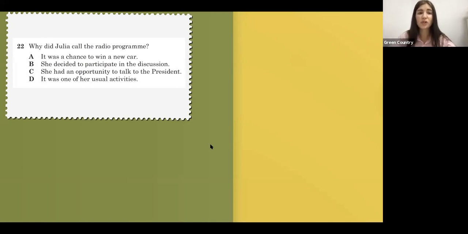Option A, it was a chance to win a new car. We can underline chance, win, car. B, decided to participate in the discussion. Decided, participate, discussion, or just participate, discussion. C, she had an opportunity to talk to the president. Opportunity, talk, president, also fine. D, it was one of her usual activities. One usual activity, or just usual activities.